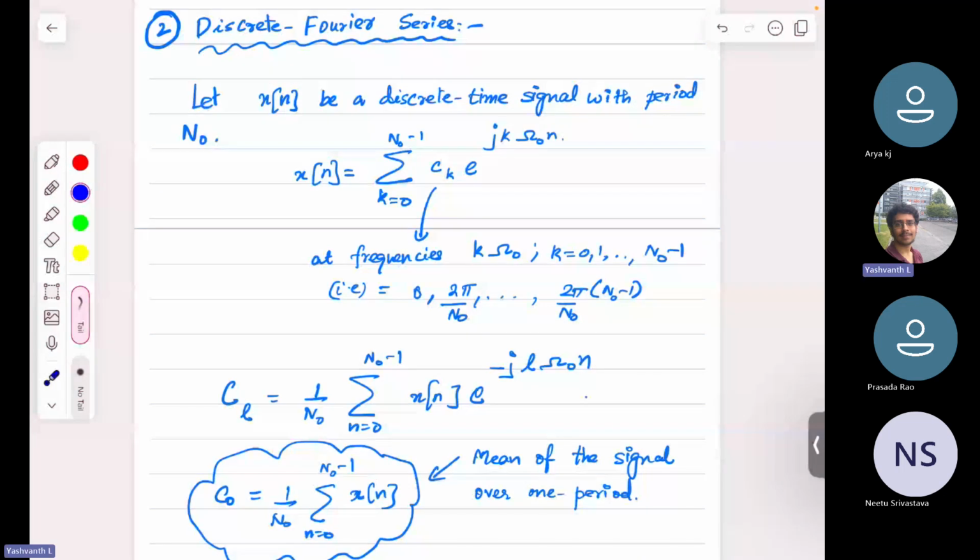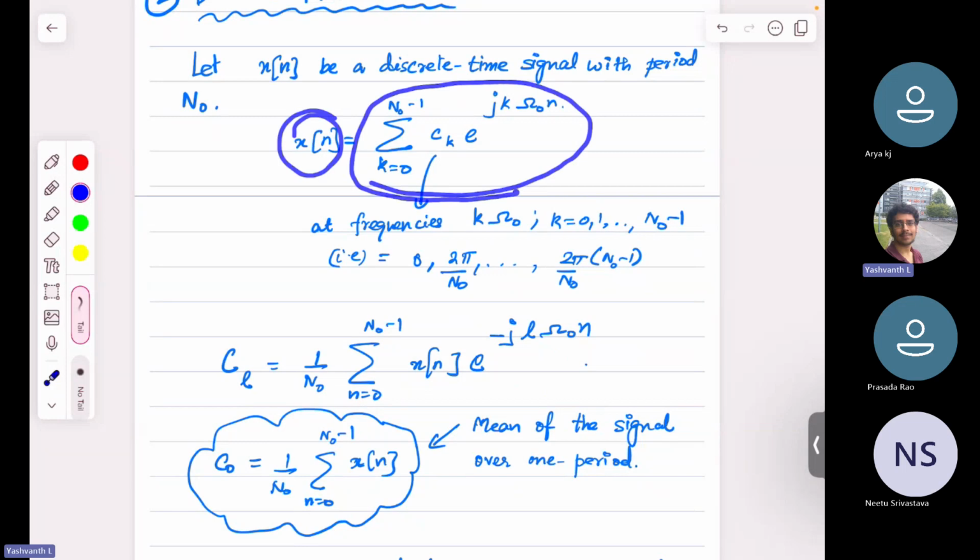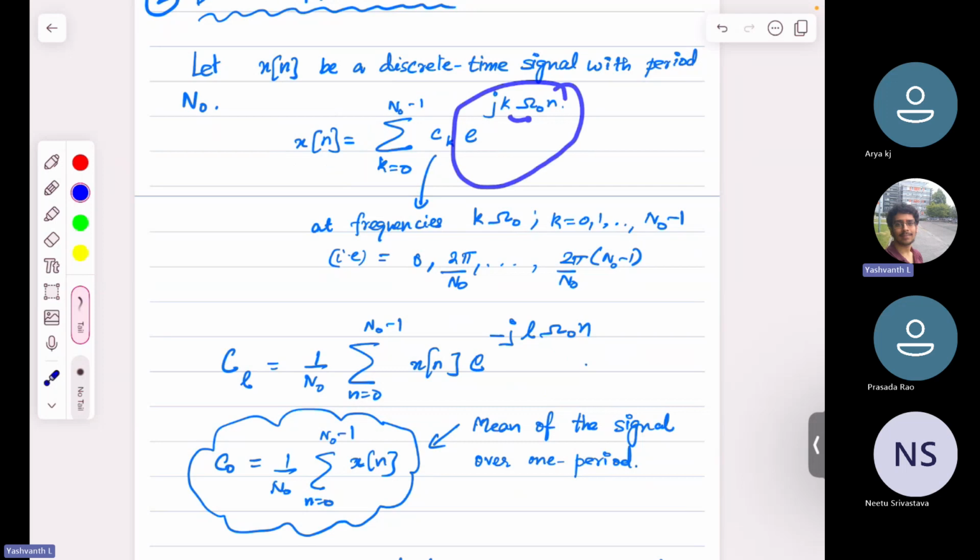Then, very similar to the continuous time Fourier series, your x of n can be represented as a finite summation of complex exponential terms. This e power j something is called a complex exponential, CE. And you sum over several such complex exponentials weighted by appropriate coefficients Ck.